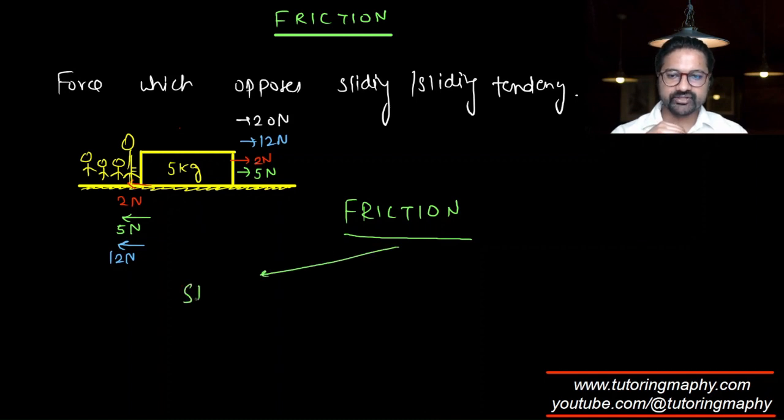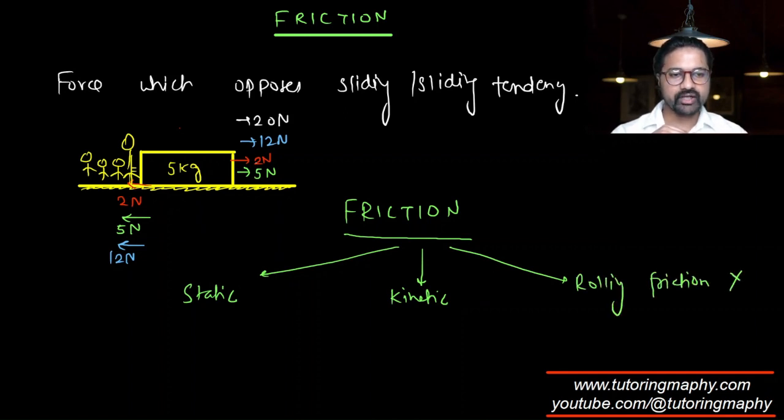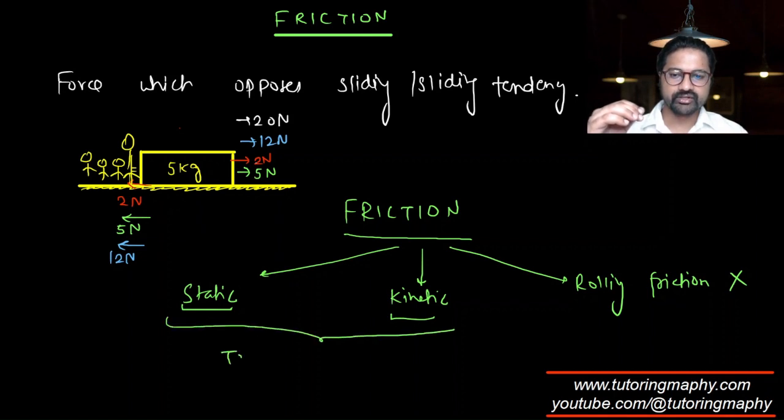The first type of friction is static friction. The other type is called kinetic friction. And the third type is called rolling friction. We won't be talking about rolling friction in this course, because that is a separate chapter, a separate concept. We'll talk about static friction and kinetic friction, and together they are called translational friction. These are just the names, but I think I have already introduced both of them without taking the name.